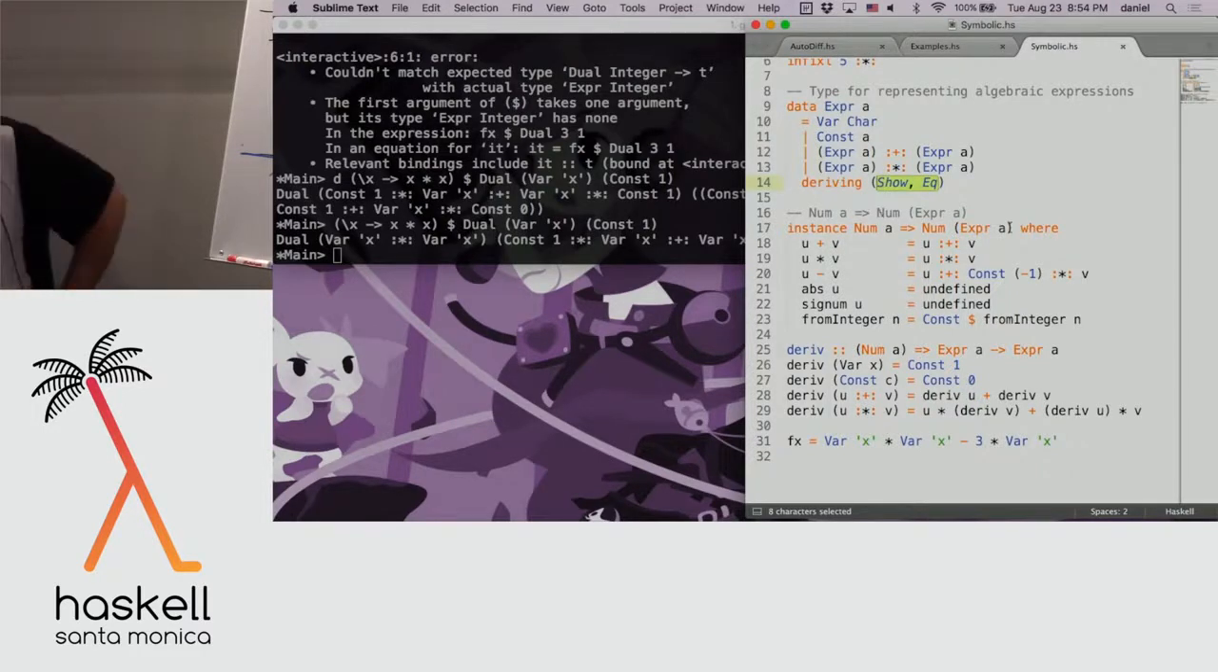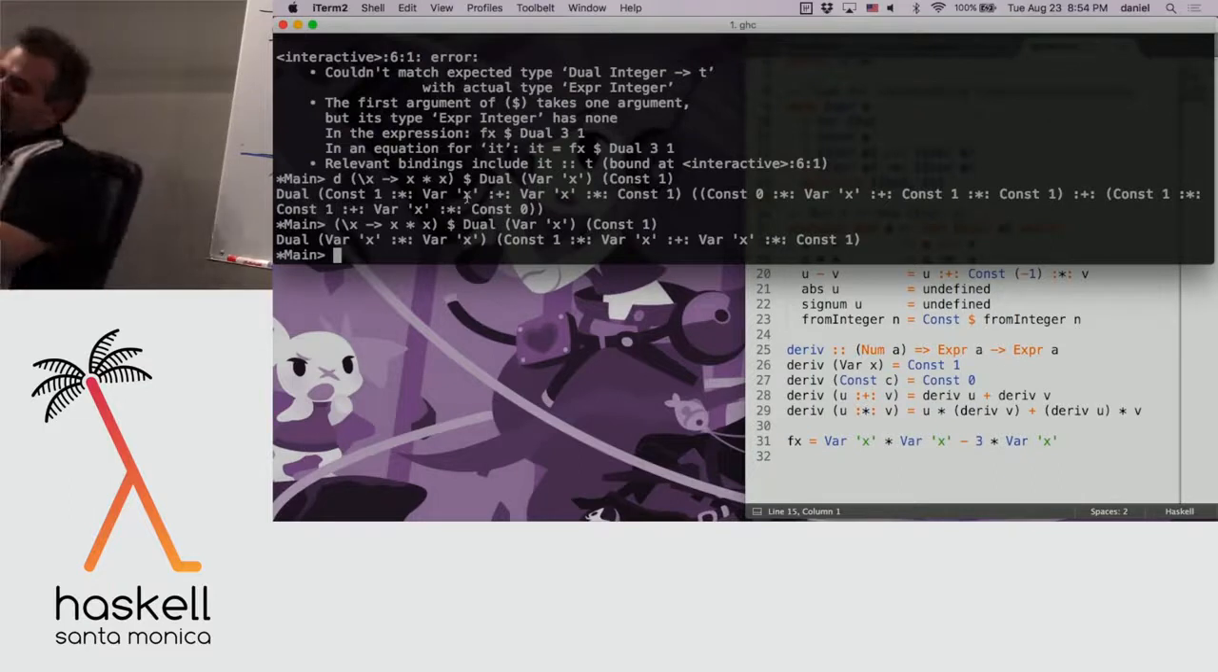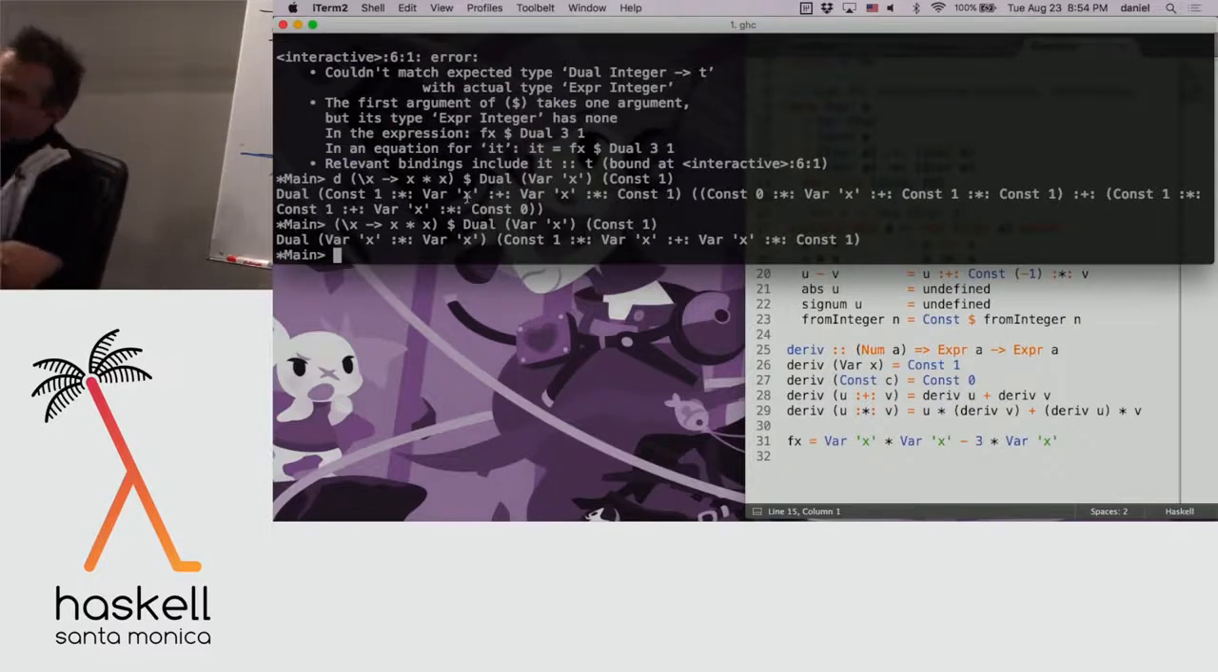I'm very happy that this just works. Yeah, it'll come down to that if you want GHCi to cut it down. However, I would say that it would probably be better to write your own function to do it, so that you're not abusing show or eq.